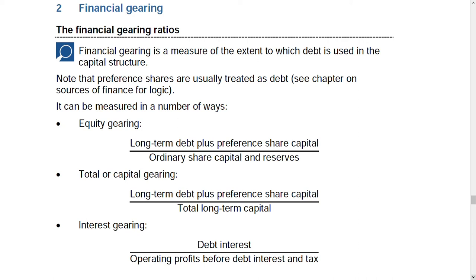Now go to the top part. It's gearing, right? So gearing means the top part will always be debt. Whether it's equity gearing, capital gearing, or interest gearing, all three types of gearing will have debt on top. Remember that. So top part, long-term debt.